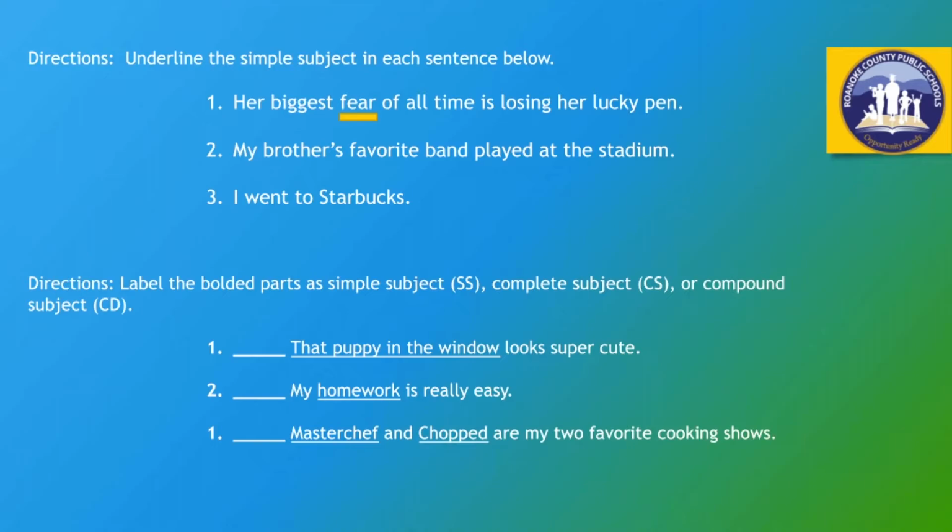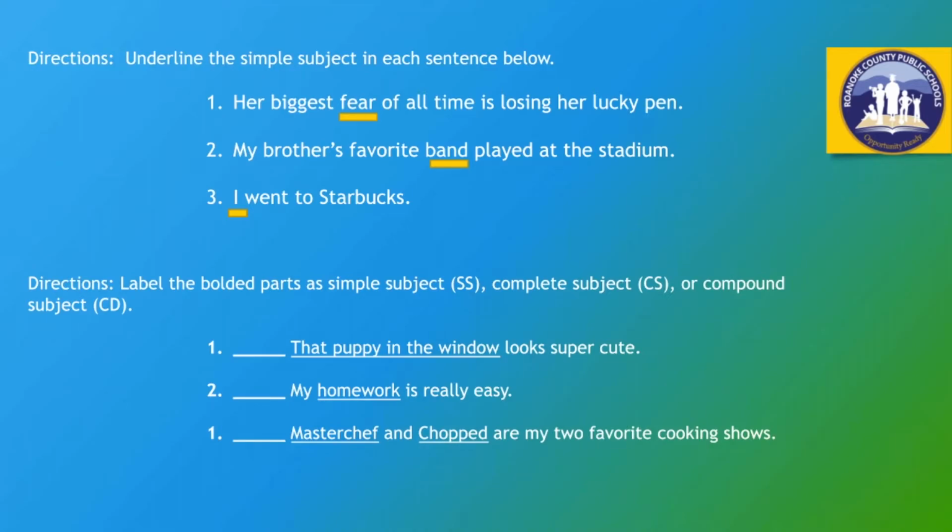Next one's a little tricky too. My brother's favorite band played at the stadium. So you need to ask yourself who is doing the playing. The band played, okay? And then, of course, my favorite sentence, if you know me well, I went to Starbucks. What's the subject? Me. It's I.